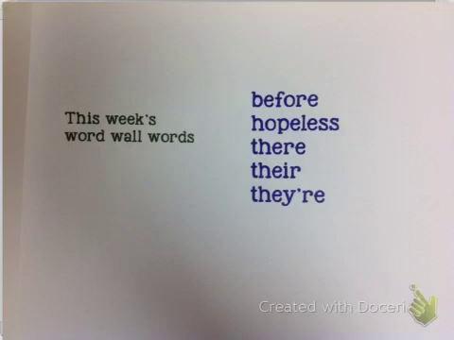Okay, keep marshmallow clapping. Here's the next one, hopeless. H, O, P, E, L, E, S, S. Next word is there. I see it over there. T, H, E, R, E, there. There. That is their dog. T, H, E, I, R. And the last one is there, meaning they are. They're good friends. T, H, E, Y.